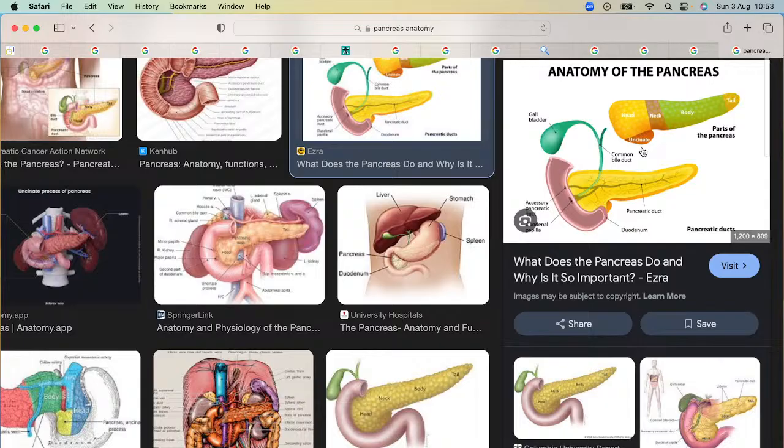Right, so that's essentially the structure. Now we can talk about the ductal system of the pancreas, which we saw earlier as well. We have the main pancreatic duct and the accessory pancreatic duct. So this is the main pancreatic duct, this is the accessory pancreatic duct, okay, coming together.